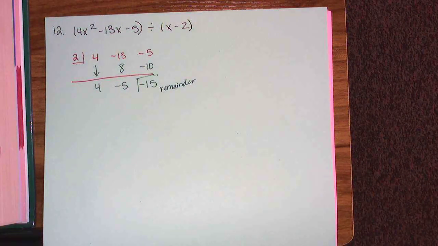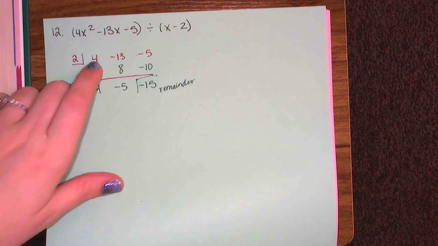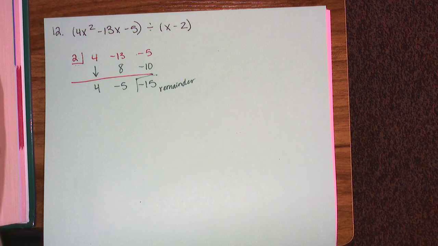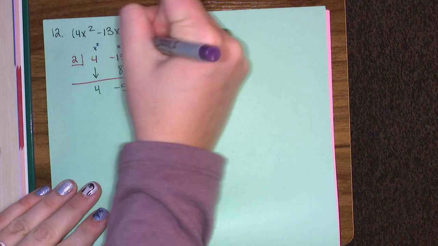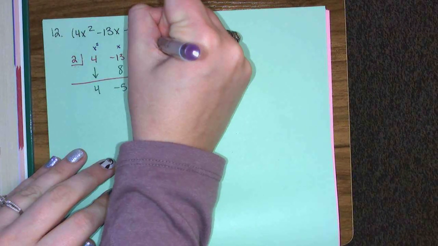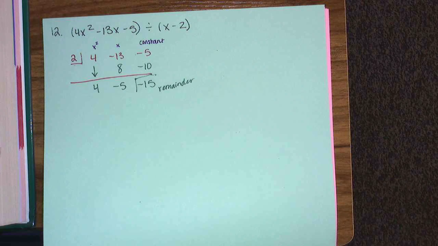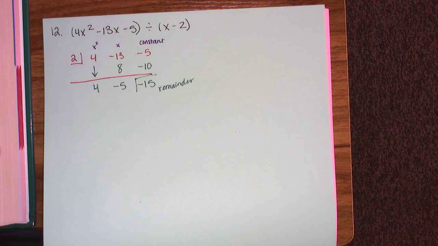So the way we would write our answer, this was originally a squared term. If it helps you so you don't forget, you can write above it that this was x squared, this was x, and this was a constant. I don't typically do that because I just look back to the problem, but if you need it, that's fine.